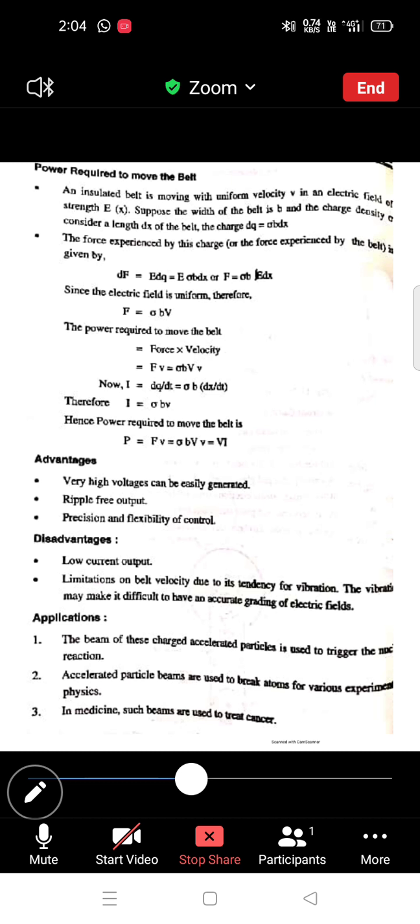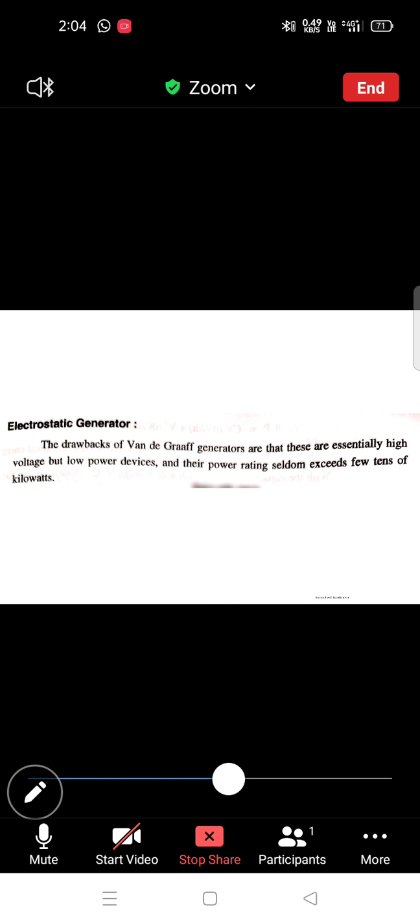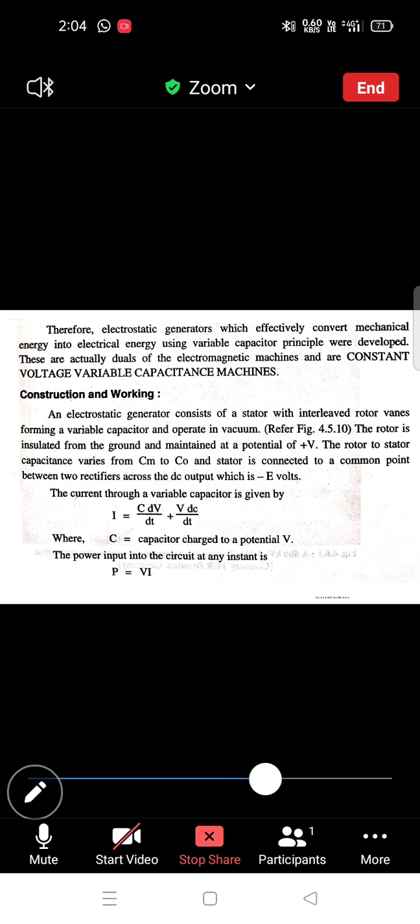Now we have seen the Van de Graaff generator. Let's see another one, which is the electrostatic generator. Why do we need an electrostatic generator? The main drawback of the Van de Graaff generator is that these are essentially high-voltage but low-power devices, and their power rating seldom exceeds a few tens of kilowatts. That's why we require an electrostatic generator.